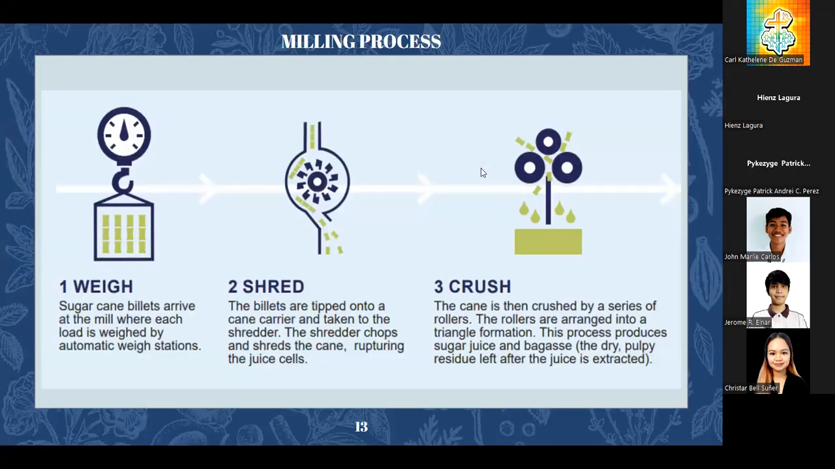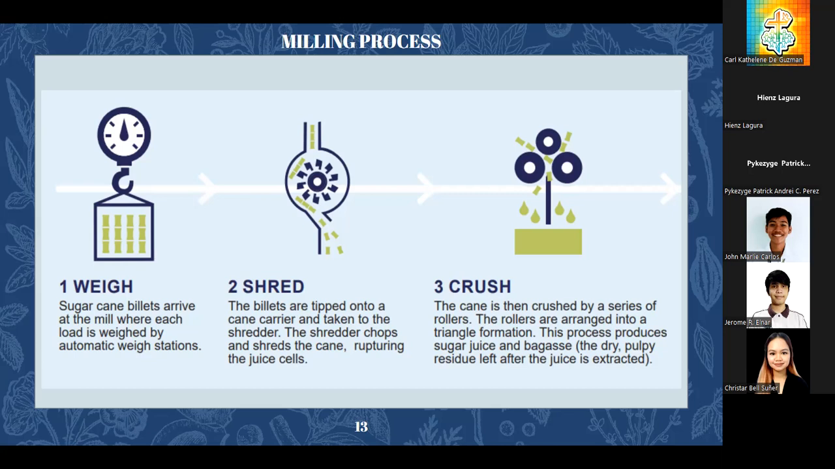So for the milling process, una pong ginagawa is weigh. Sugarcane billets arrive at the mill where each load is weighed by an automatic weigh station. Next po na gagawin is shred. The cane is tipped onto a cane carrier and taken to the shredder. The shredder chops and shreds the cane, rupturing the juice cells.